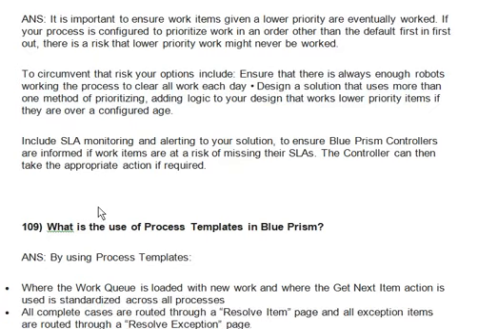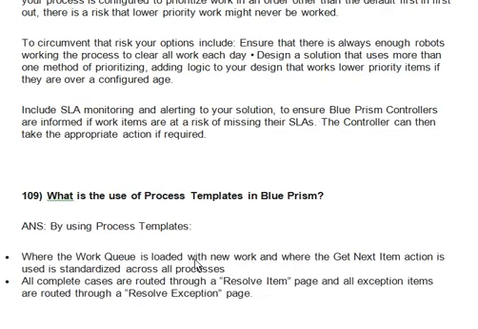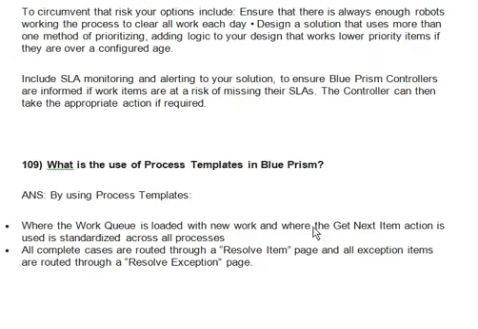Add service level agreement monitoring and alerting to your solution to ensure blueprints and controllers are informed if work items are at risk of missing their service level agreements. The controller can take the appropriate action if required. The work item and work queue items are a very important process to keep our work within the service level agreement of the business.